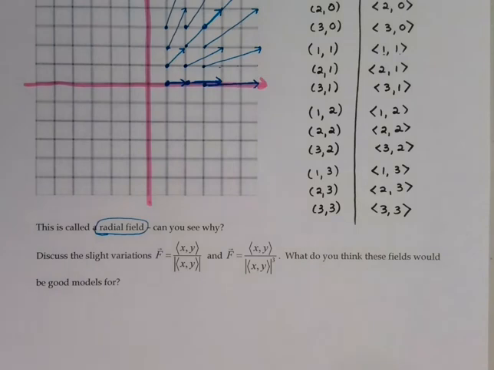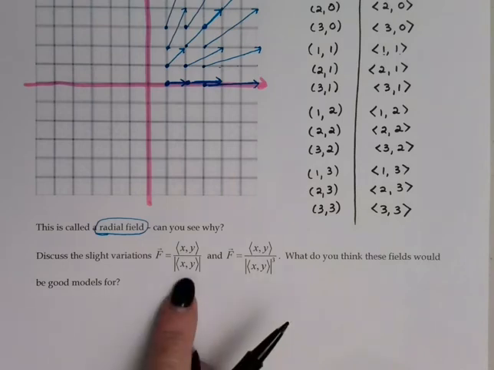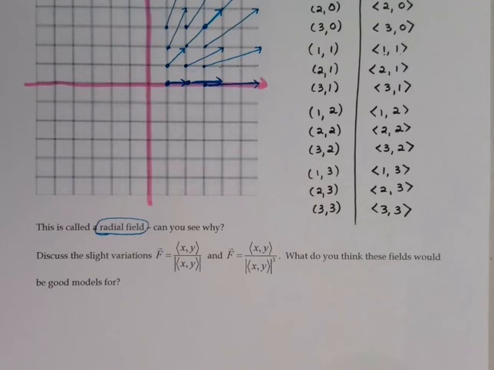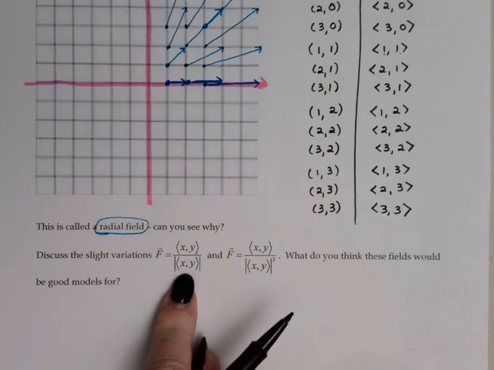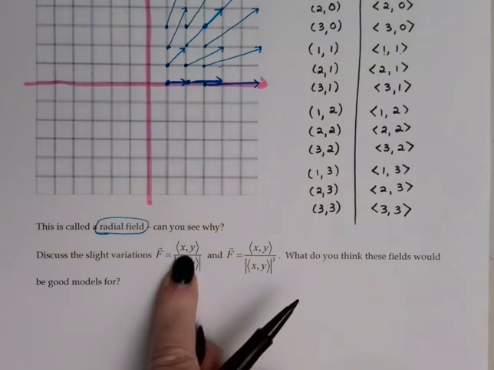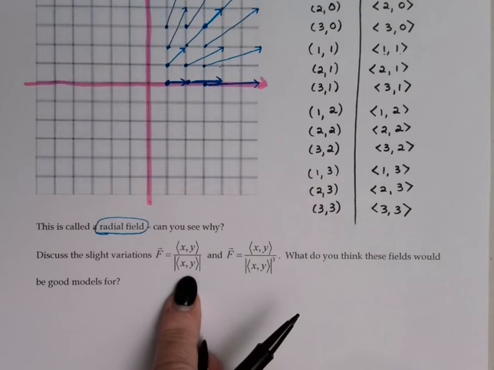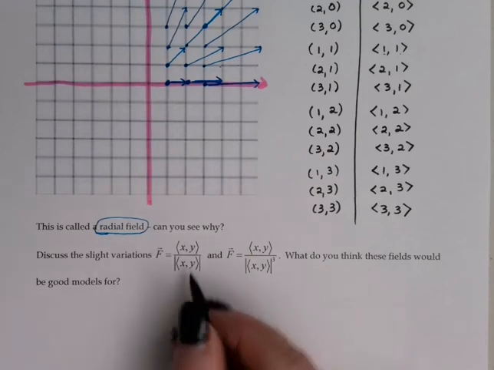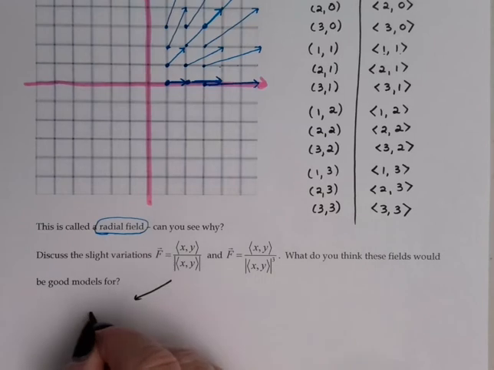All right, let's talk a little bit more about this radial vector field that we just saw. Here are a couple of slight variations that make this perhaps a little bit more useful to do models for. If I've got the variation xy divided by the magnitude of xy, notice that every single vector here is going to be a unit vector.